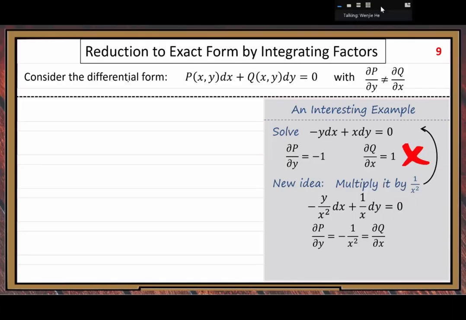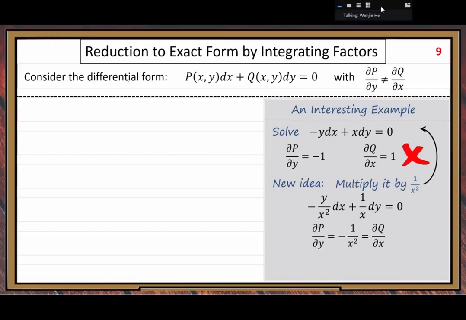So in this simple example, you can see something interesting: if you can find this function, you can turn the original non-exact ODE into this new exact ODE. They are almost equivalent. It may not be 100% equivalent, but very, very close. If we can solve the second ODE, then we can make a small adjustment to get a solution of the first ODE.